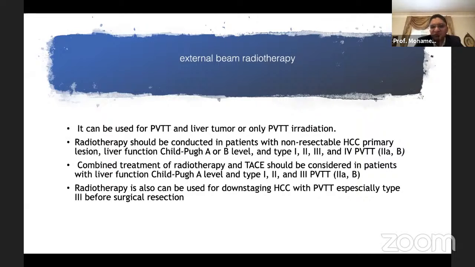Combined treatment of radiotherapy and TACE should be considered in patients with liver function Child A and type 1, 2, 3 portal vein tumor thrombus. Radiotherapy can also be used for downstaging HCC with portal vein tumor thrombus, especially type 3, before surgical resection.